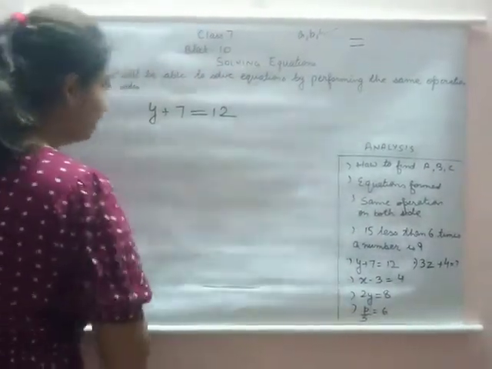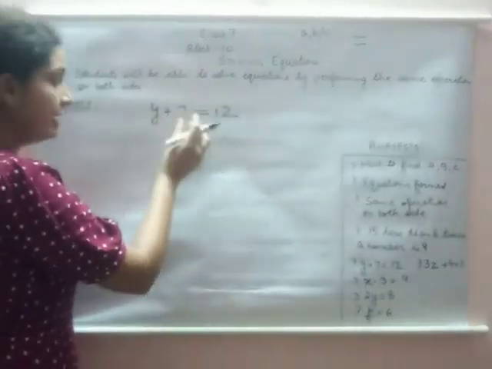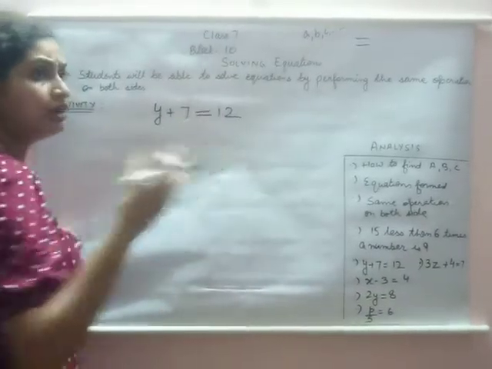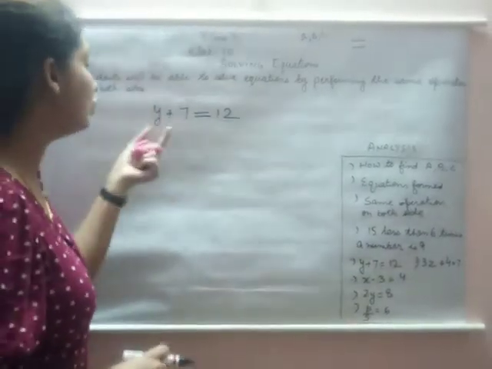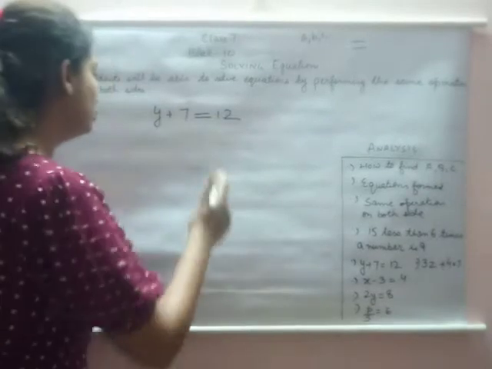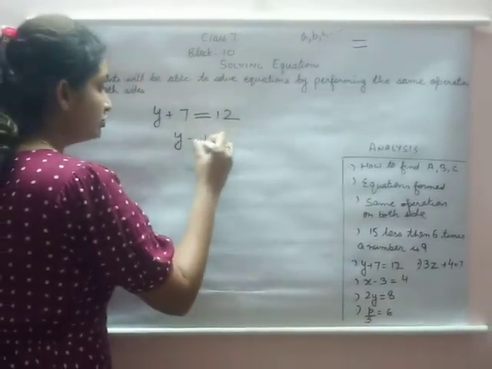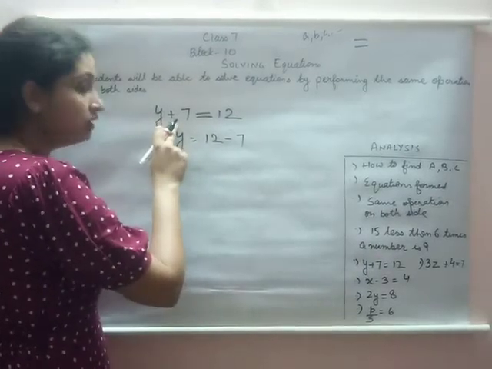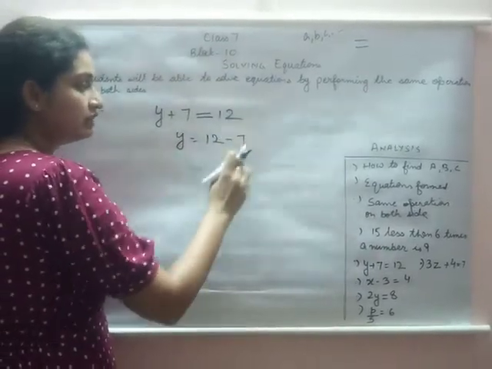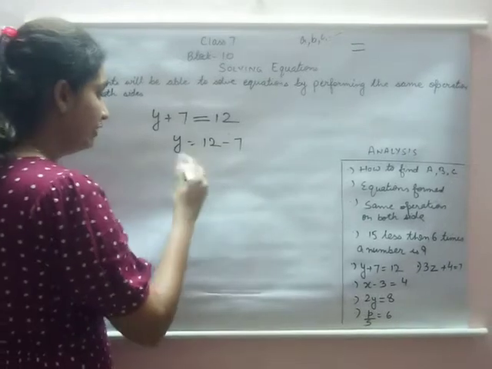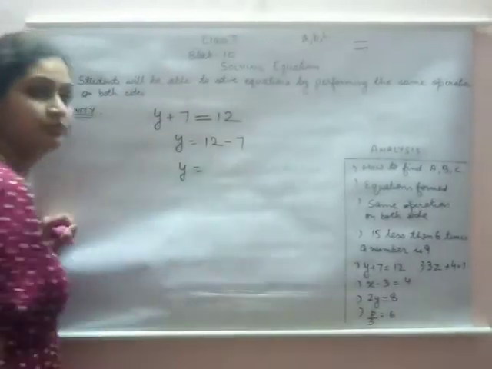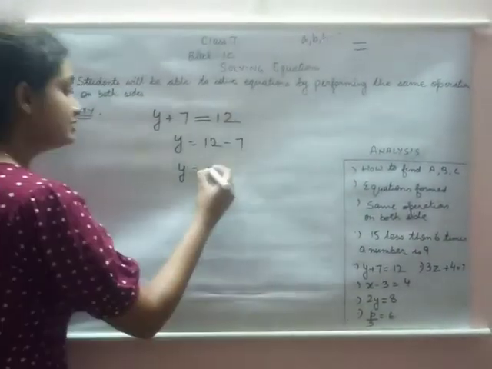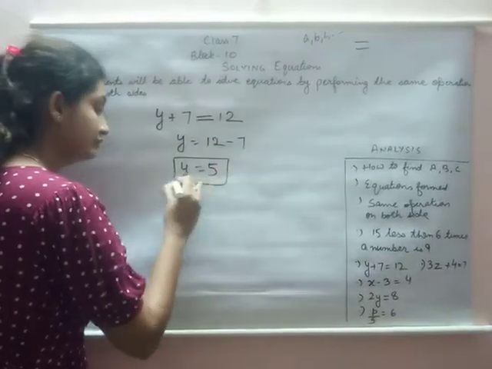Now see, here plus 7 is there. If this 7 goes there, our ultimate aim is to leave or isolate the variable alone. So I am leaving this y alone. 12 minus 7. This 7 was an addition symbol. If it crosses the magical bridge and goes there, it becomes minus 7. So what will be the answer? 12 minus 7 is 5. We directly get the answer.